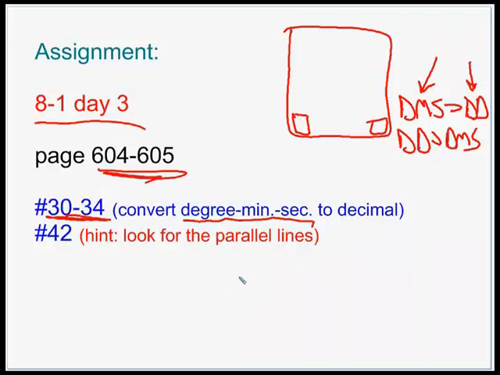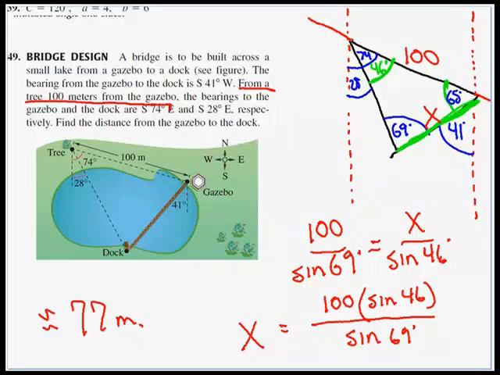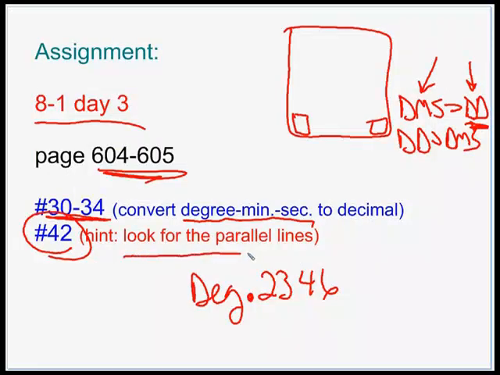Remember, punch it into your calculator. Punch in your degrees, the whole numbers, and then your decimal point, and then punch in the minutes and seconds, like 23 minutes, 46 seconds, and then hit the convert to get that as a decimal. For number 42, that's a lot like the dock gazebo problem. Look for parallel lines, and remember your properties of parallel lines. Some angles are congruent, some angles are supplements. Enjoy.